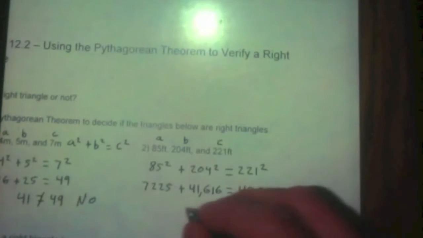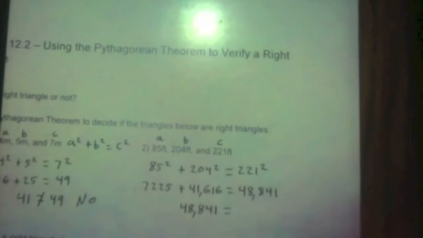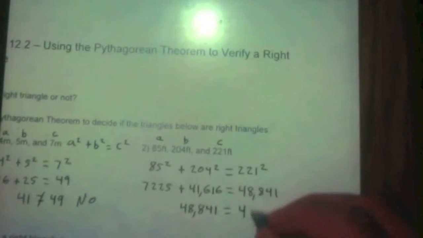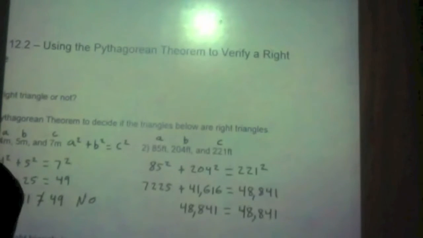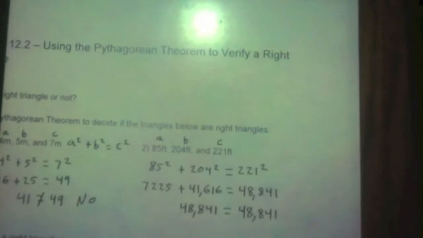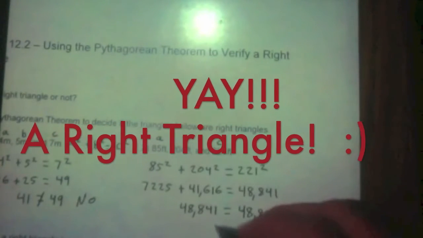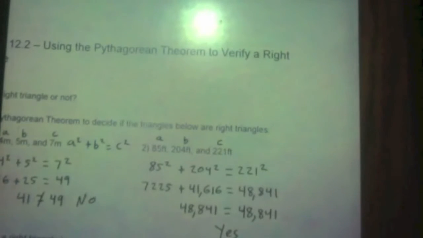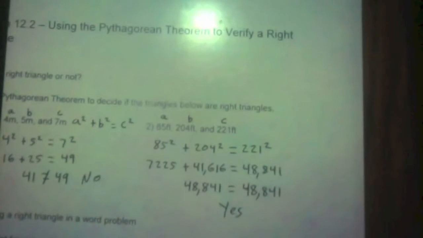And when we do that, we actually get 48,841. And that equals 48,841. OMG, we actually have a right triangle here, a true right triangle. No posers here. This is a bona fide, genuine right triangle. All right, so that's an example of what it would look like if we do actually have a right triangle.